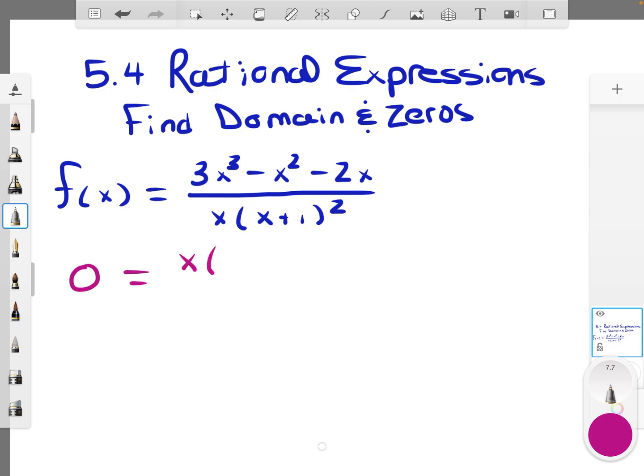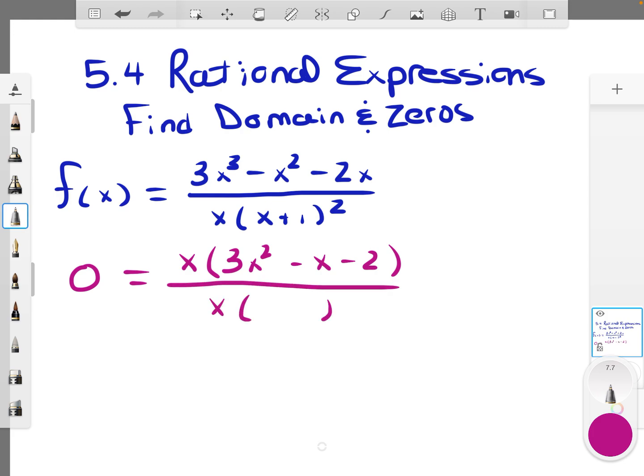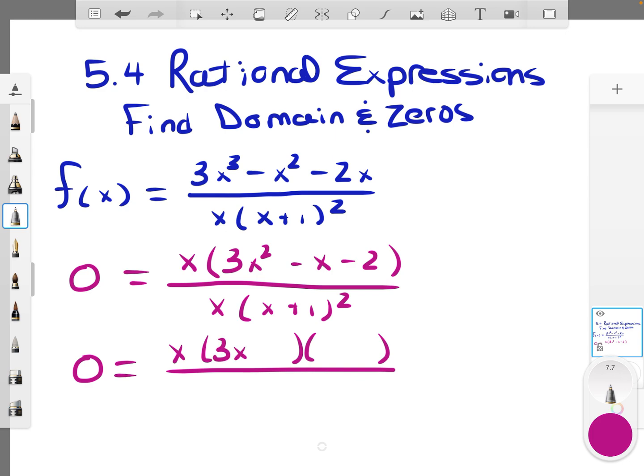In the numerator, I'm going to start by factoring out an x. So I have 3x squared minus x minus 2. The numerator I'm going to factor again by using trial and error. So to get a product of 3x squared, my first terms would be 3x times x. To get a product of 2, it's going to be 2 and 1. So I'm going to start by trying to put 2 first and then the 1.